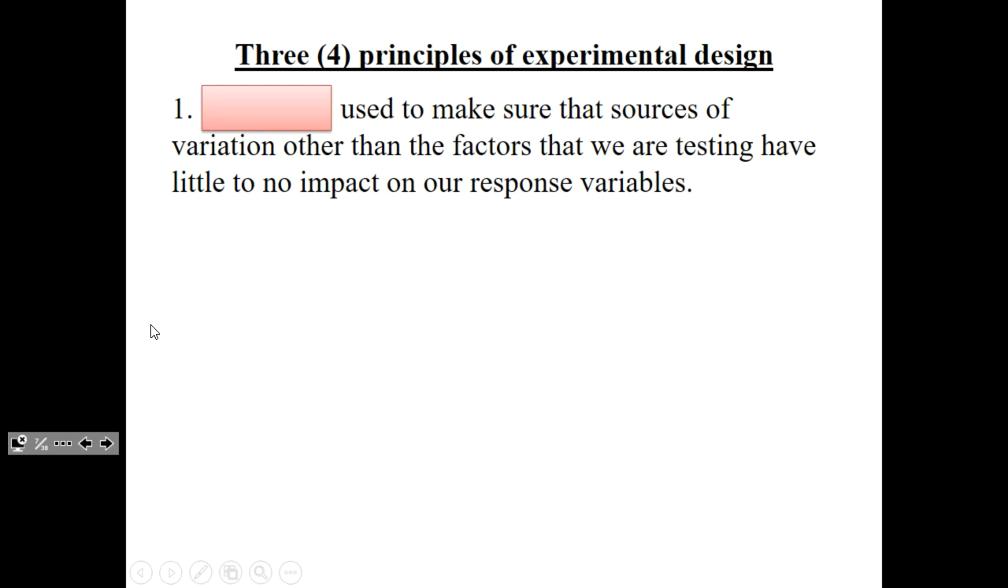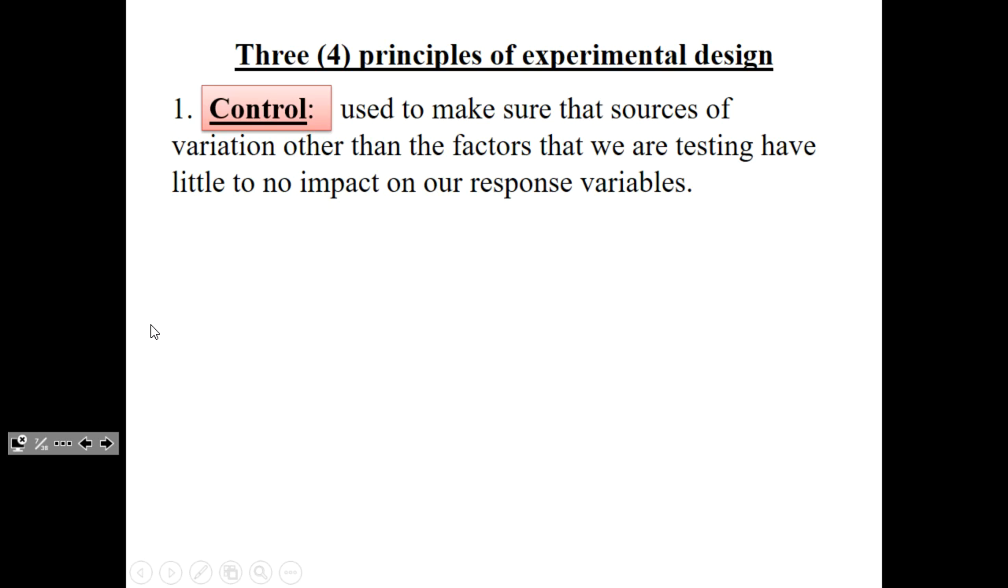Now there are 3 or 4 principles of experimental design. Now, primarily there's 3, but there's sometimes a 4th. First one is a control. I need to make sure the sources of variation, other than the factors we're testing, have little to no impact on the response variable.